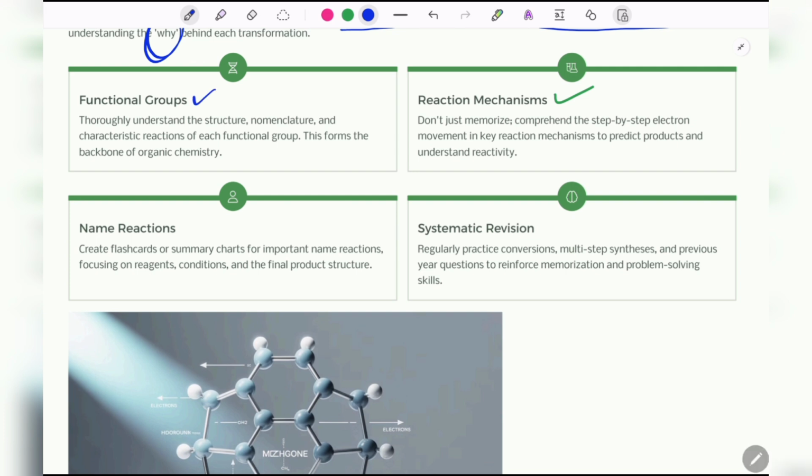Functional groups, you have to understand the structure, nomenclature. Of course, questions are asked on structure. Draw the structure, write the name of the compound, characteristic reactions of each functional group, like for example alcohols, what kind of reactions do they undergo, carboxylic acids, what kind of reactions do they undergo, and so on. So this is the backbone of organic chemistry. If you want to be very proficient in organic chemistry in class 12th, remember you have to be very good in class 11th organic chemistry. So make sure that you revise it thoroughly.